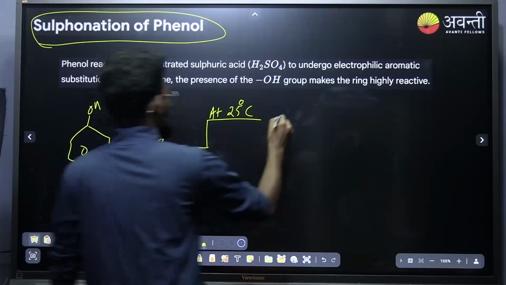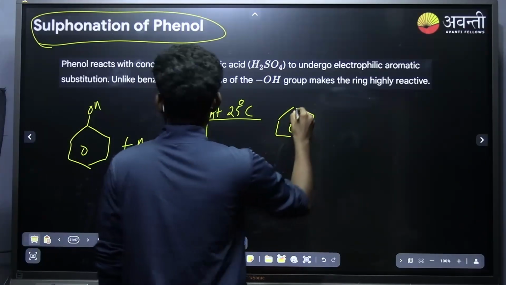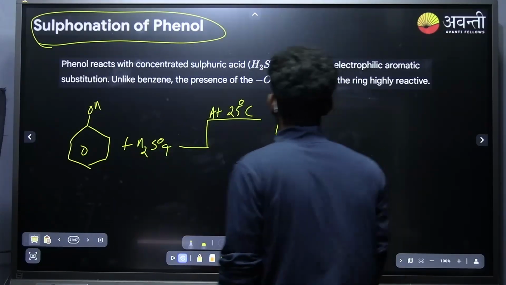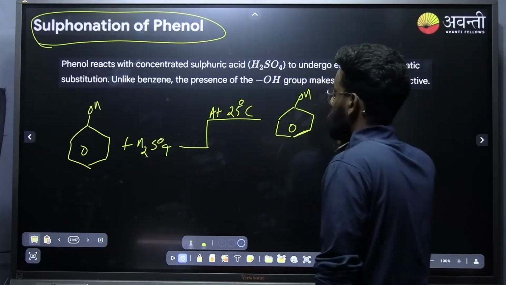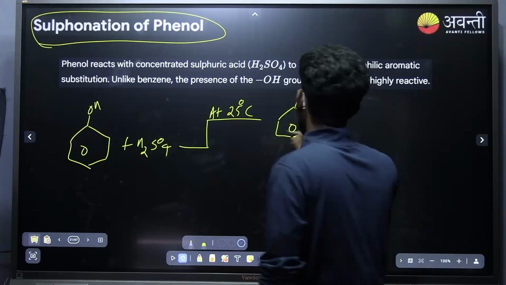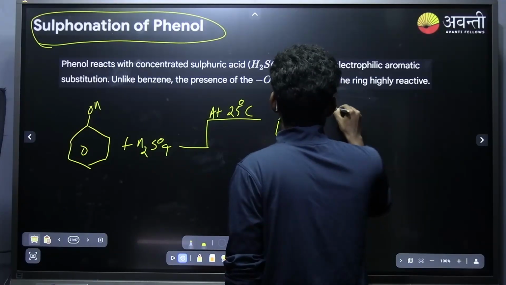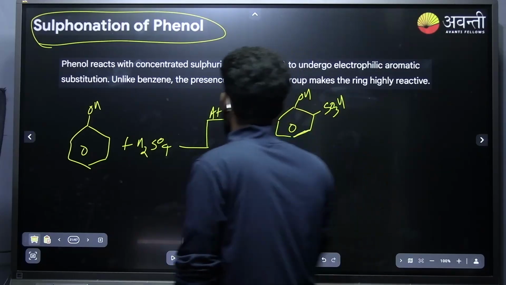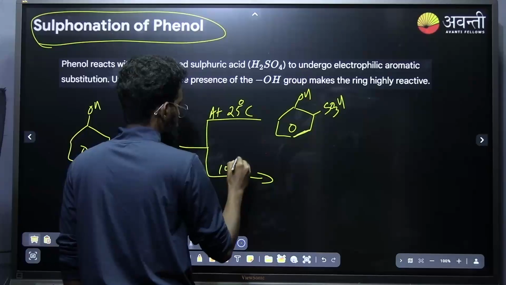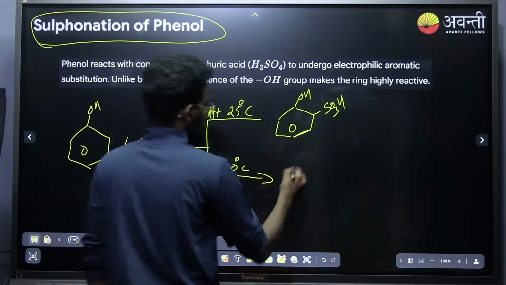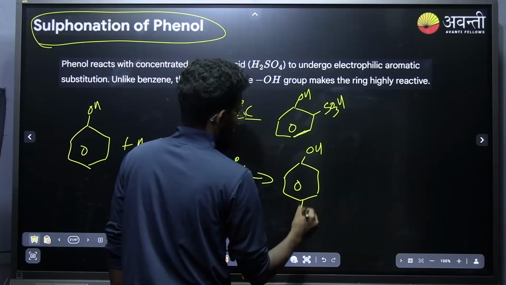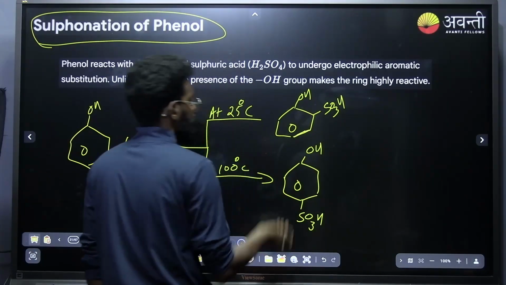what is the product we will be getting? We all know that we will be getting sulfonic acid. But whether we will be getting sulfonic acid at the ortho position or the para position, that is the question. At 25 degrees Celsius, we will be getting SO3H attached at the ortho position. And if I am giving the temperature 100 degrees Celsius, if the temperature is higher, then the major product that we will be obtaining is the para product. Para is the major one.